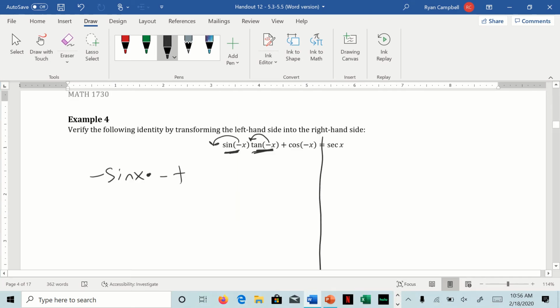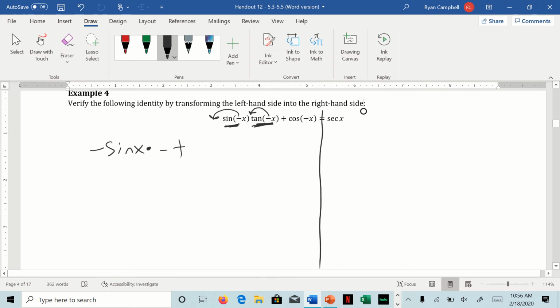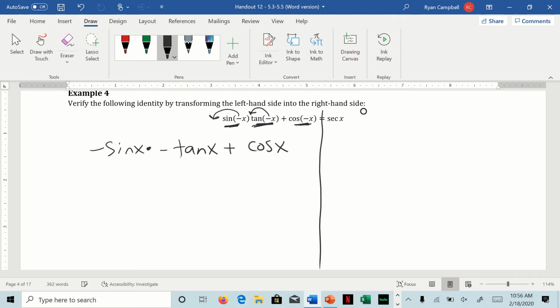Oh goodness. Technology is awful. All right, there we go. And then what about this negative? Since cosine's even, it just disappears. So two negatives makes a positive, so we got sine of x, tan of x, plus cosine x.